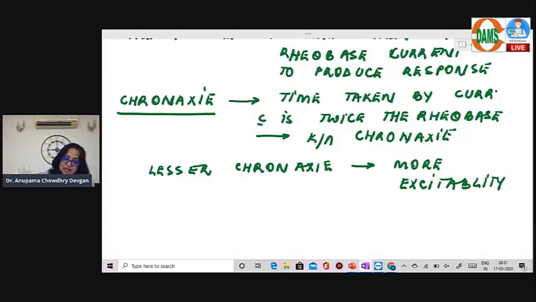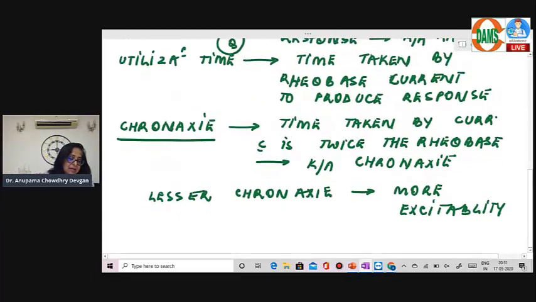Okay? So this is your CP. Please see this. We are not talking of absolute refractory period here. What we are discussing is the relationship between strength of stimulus and the time taken for response. Stronger the current, lesser will be the time taken to produce an action potential. Weaker the current, more will be the time taken. That is what is your strength duration curve.